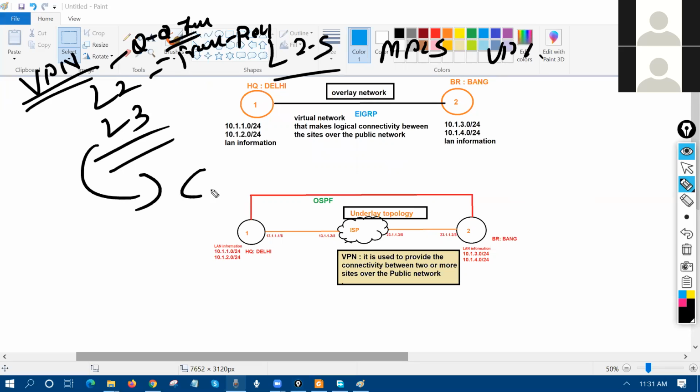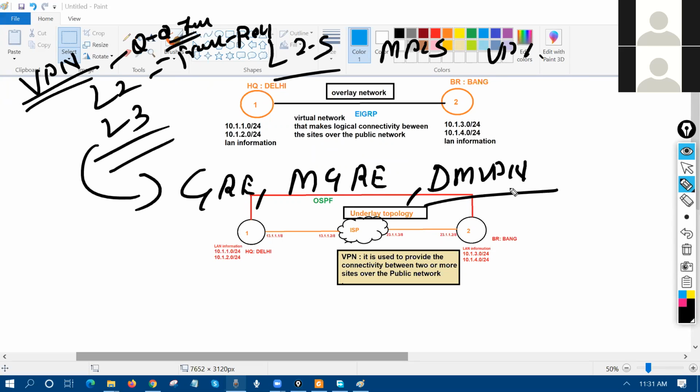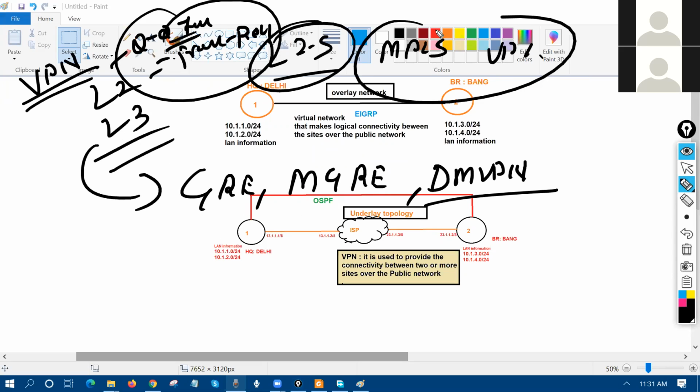In layer 3, we have GRE, MGRE, DMVPN, we are going to discuss IPsec protocol, as well as GET VPN. So all these VPNs come under layer 3. In layer 2, we have Q-in-Q tunneling. In layer 2.5, we have MPLS VPN. So our main focus today is only on the GRE, right?